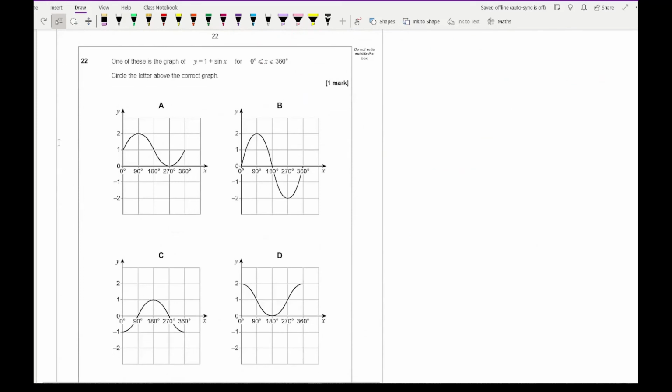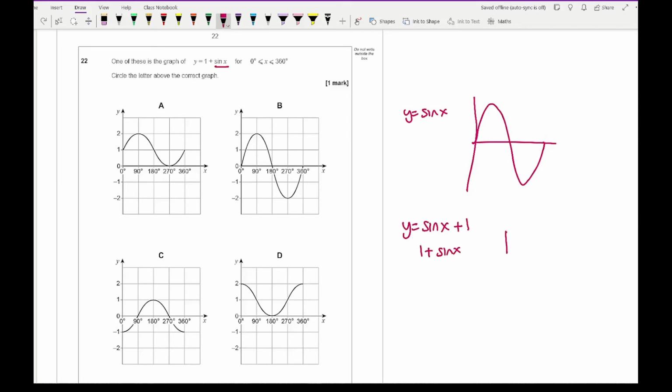For question 22, it says one of these graphs is y equals 1 plus sine x. Circle the letter with the correct graph. Now, looking at sine x, so we've got y equals sine x. Well, that graph looks not like that, it goes like that. Now, when we've got y equals sine x plus 1, or in this case 1 plus sine x, then what we're doing is we're shifting the graph one place up. So where does this graph look like it's been shifted 1 up? Well, then that is going to be option A.